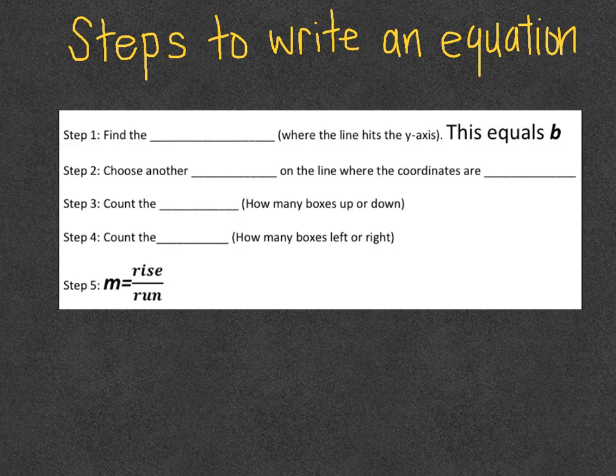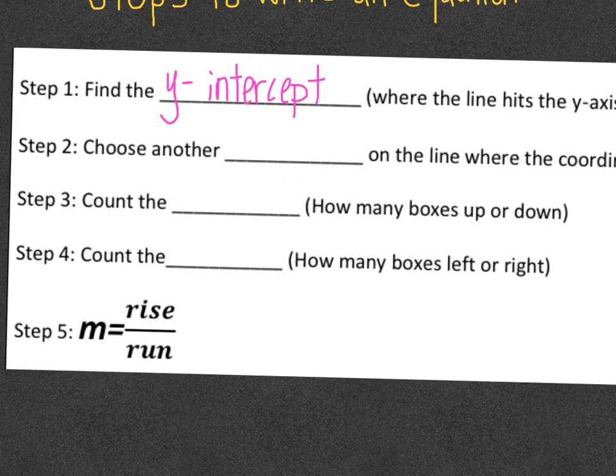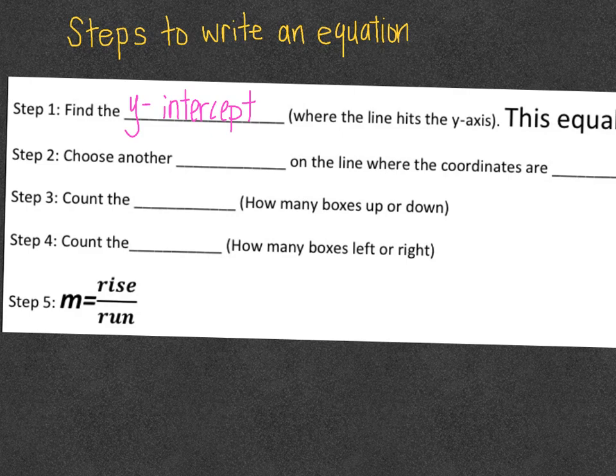Number 1 says, find the blank where the line hits the y-axis. This is going to be called y-intercept. Let me zoom in so I have a better writing area. Y-intercept. Then step 2 says, choose another blank on the line where the coordinates are blank.